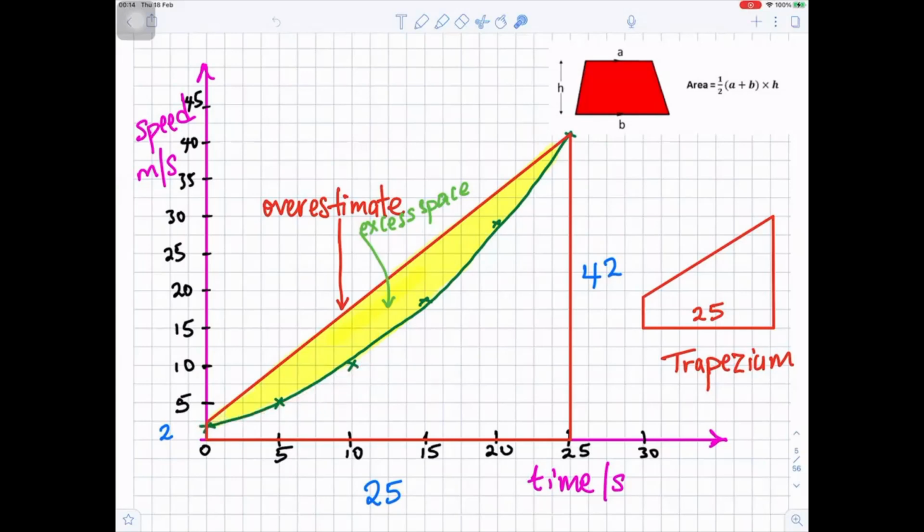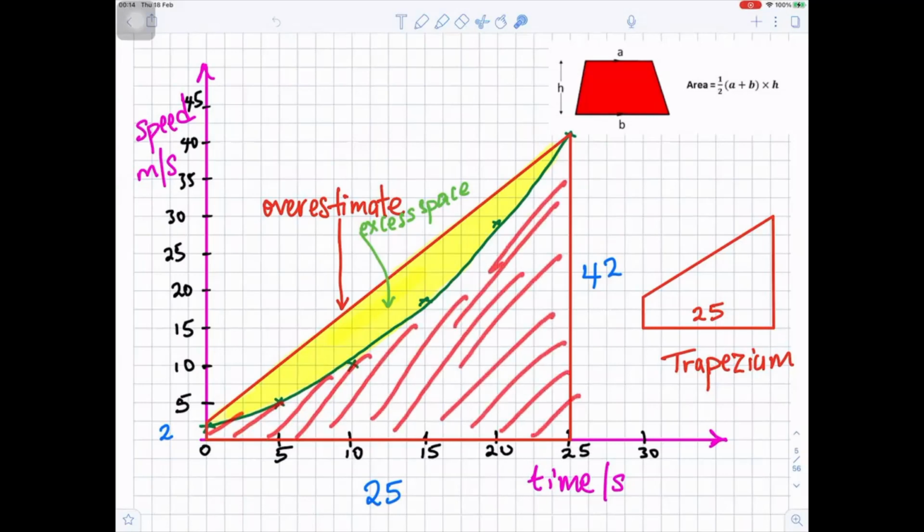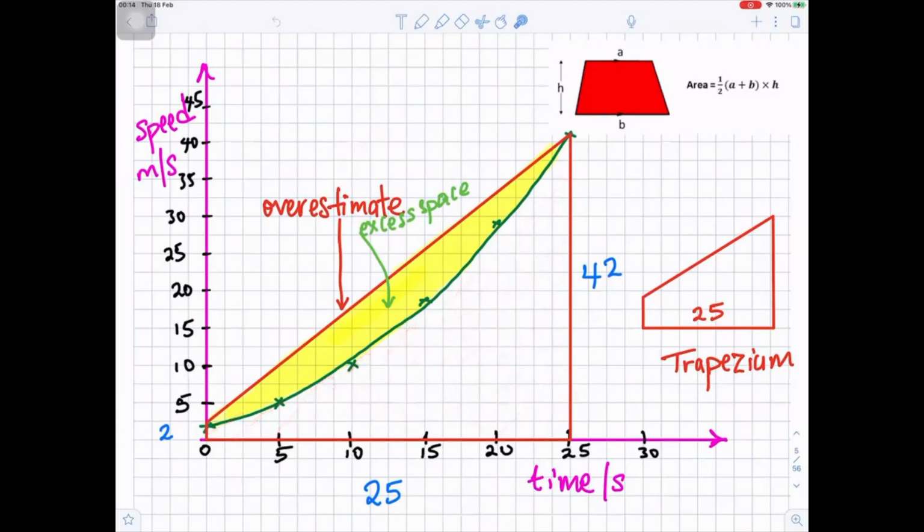Now, we want to estimate the area under the curve. So you imagine this area under that shape there. We want to find the area I have shaded. So we can approximate it to be a trapezium. This little side there is 2. This long side is 42. And we know this one is 25.